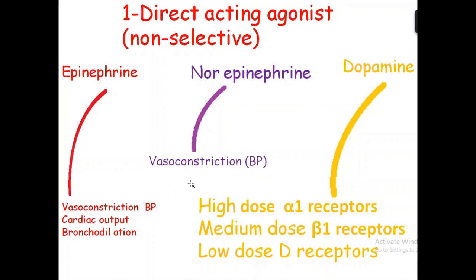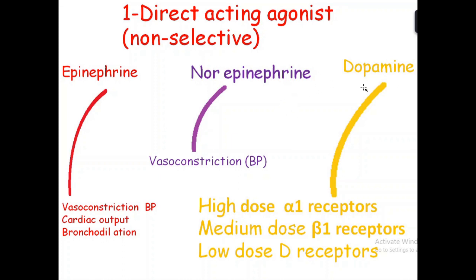Now, what about norepinephrine? Norepinephrine is actually very similar to epinephrine. However, therapeutic doses of norepinephrine mainly stimulate alpha-1 receptors, but have no beta receptor activity. So it causes profound vasoconstriction and increased blood pressure. In comparison to epinephrine, the only useful indication for norepinephrine is hypotensive shock.